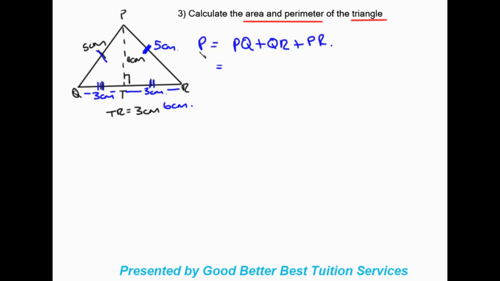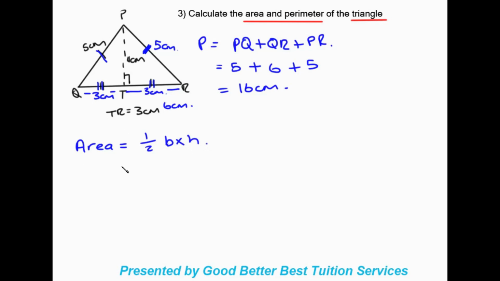So now we can go PQ, which we found out to be 5, they gave us, plus QR, which we found to be 6, plus PR, which we found to be 5. And our final answer here is going to be 16 centimeters for our perimeter, okay? Now we're going to look at our area of our triangle. Area is equal to half base times height.